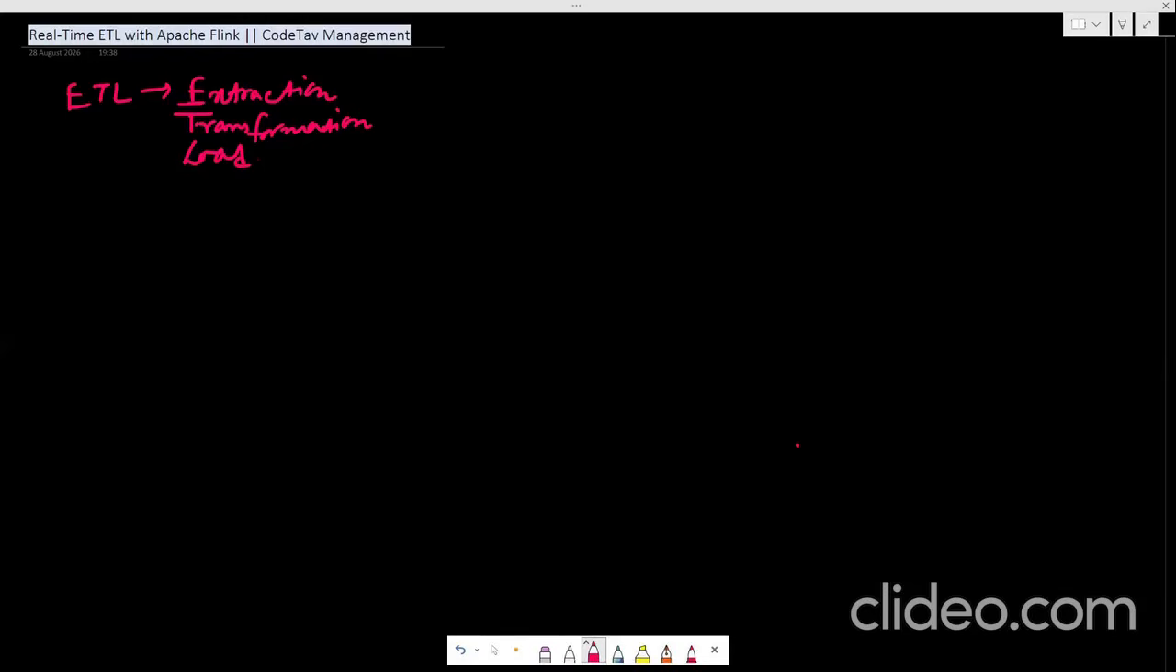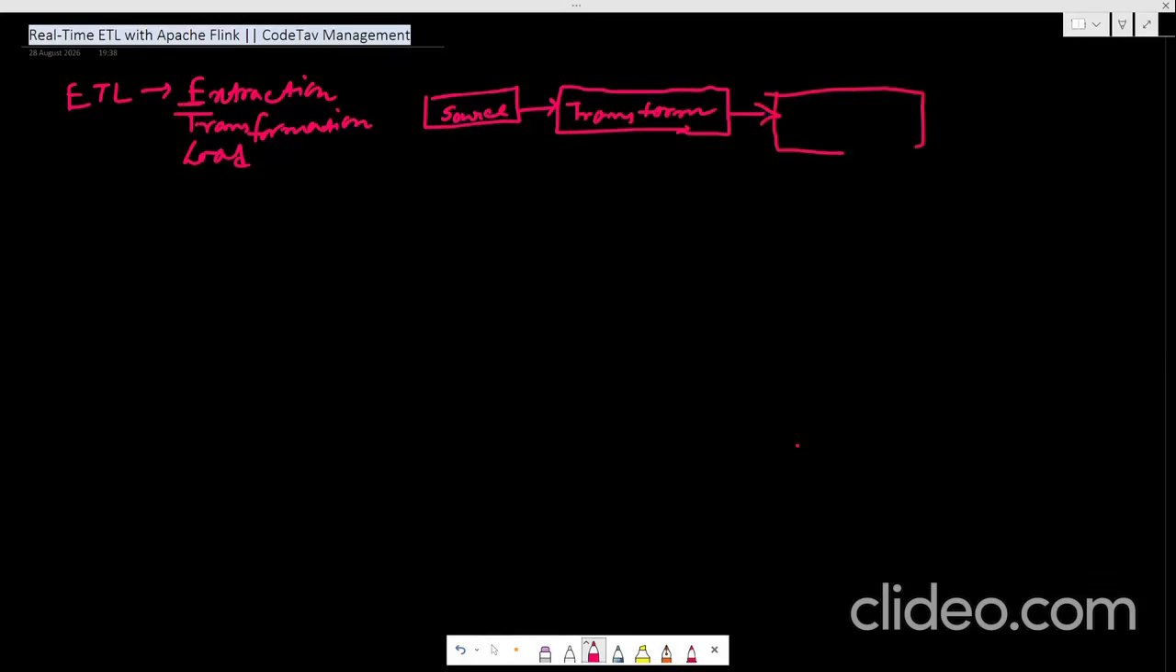the data. So there basically one source system will be there. After that, we will use some functions, or we can also use some tools, which do the transformation operation. And then we will load it to some target database or some data warehouse, something like that. So there we will load the data.